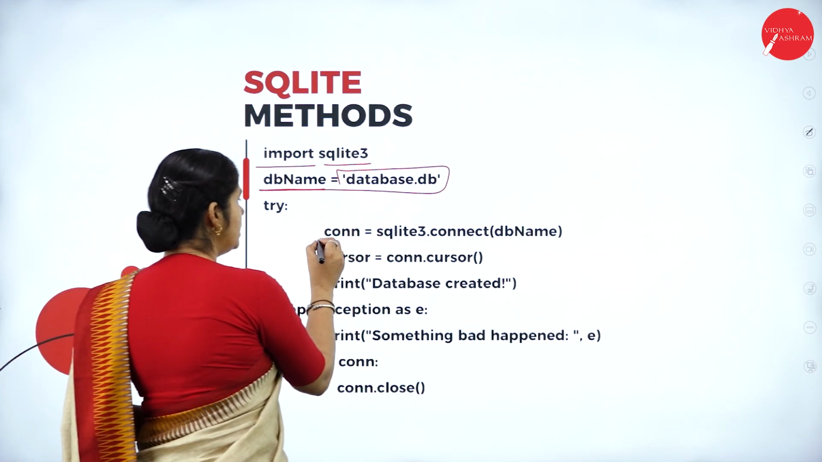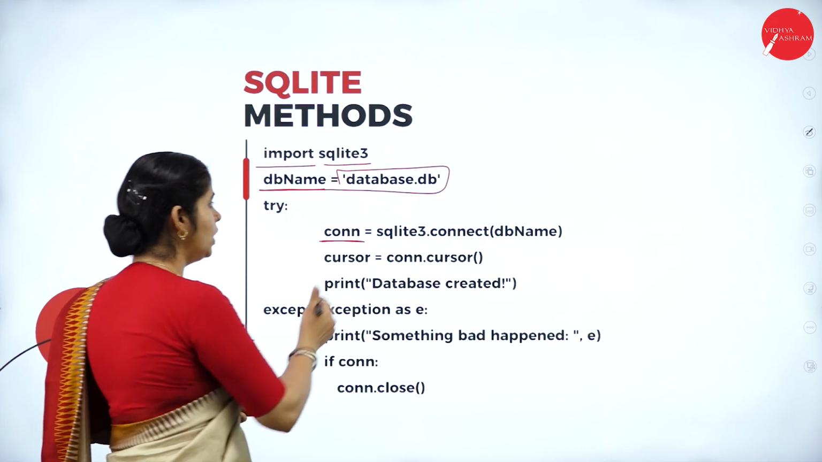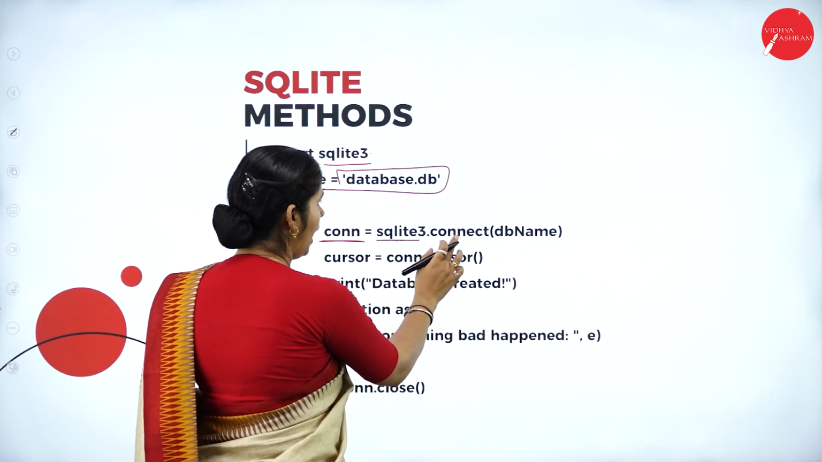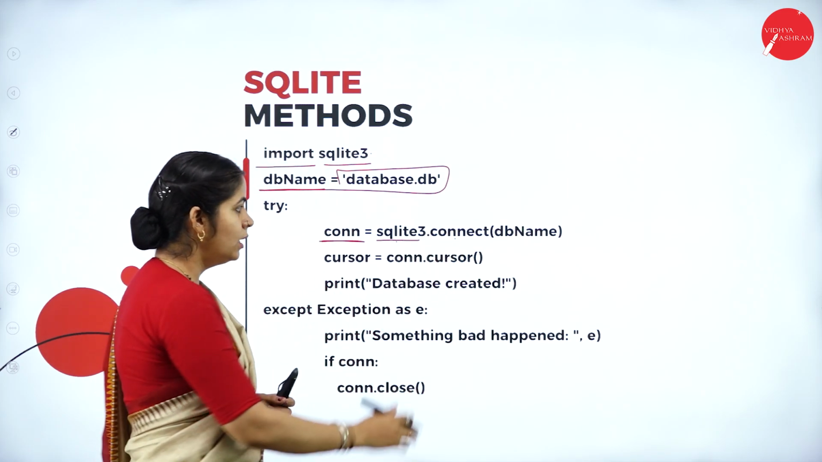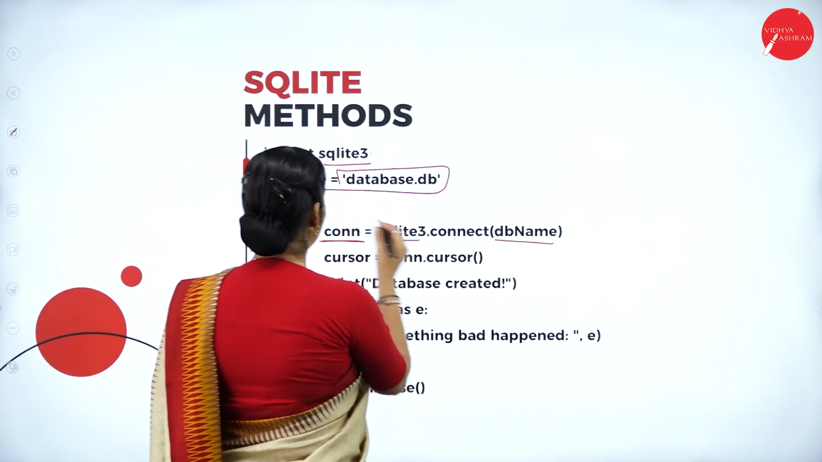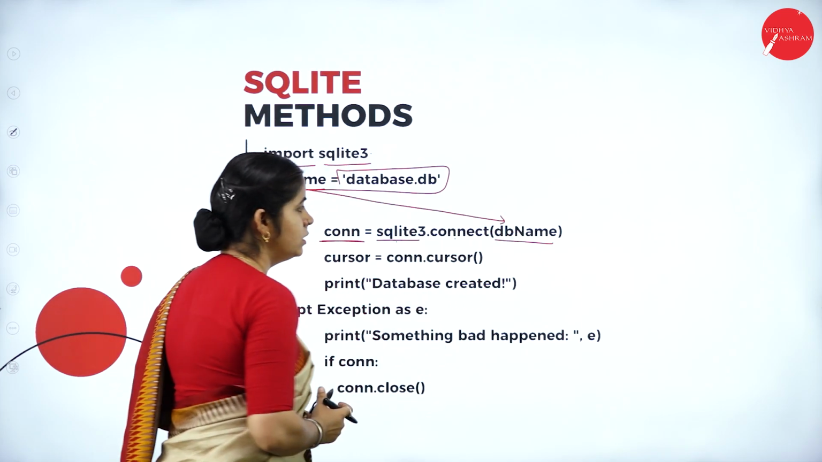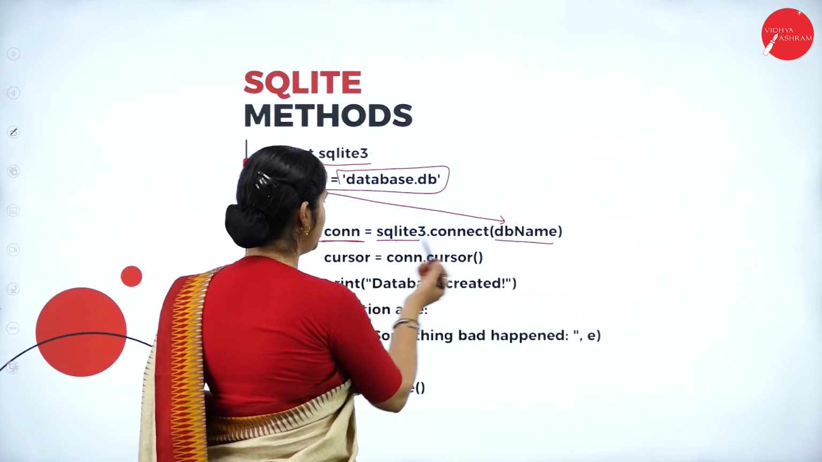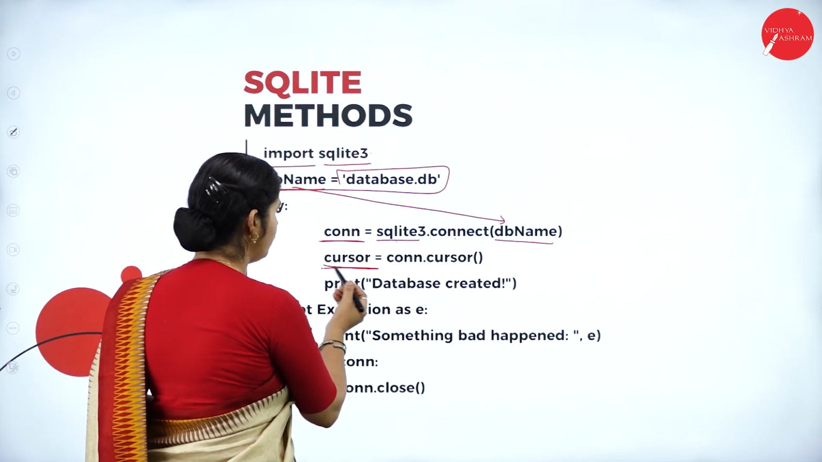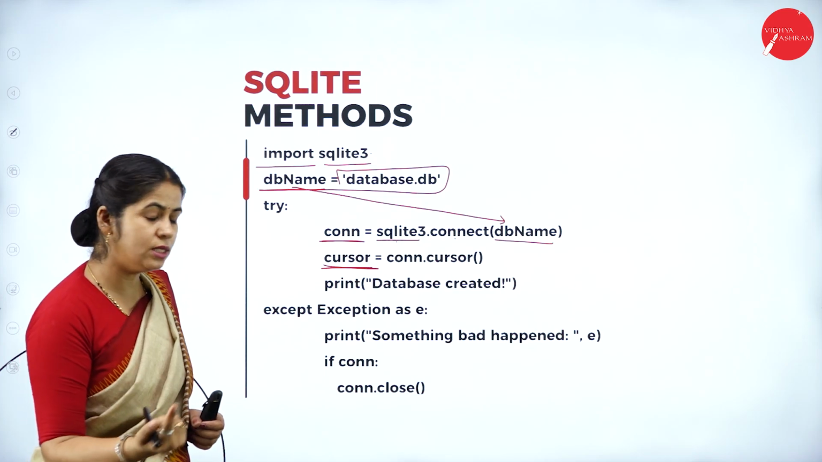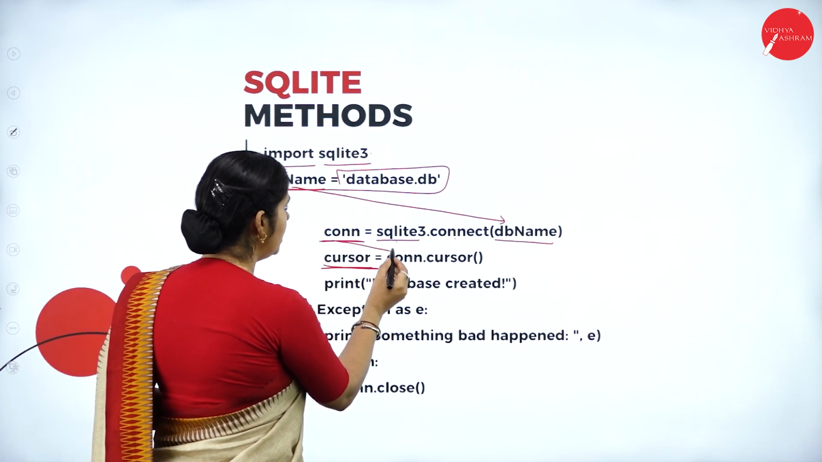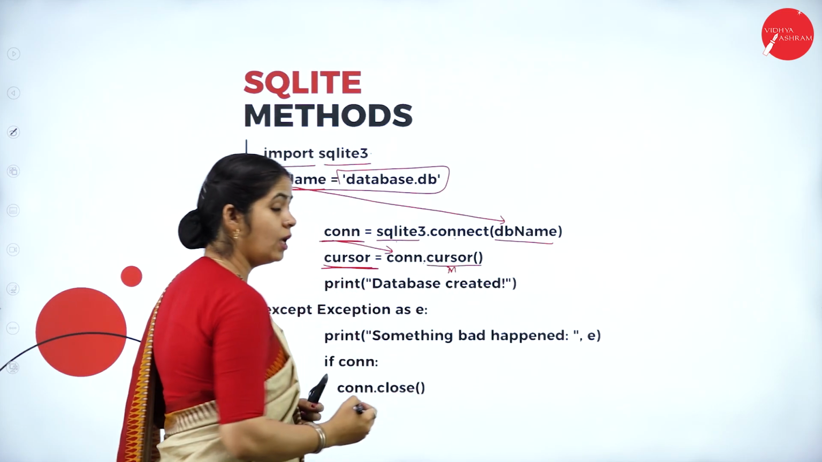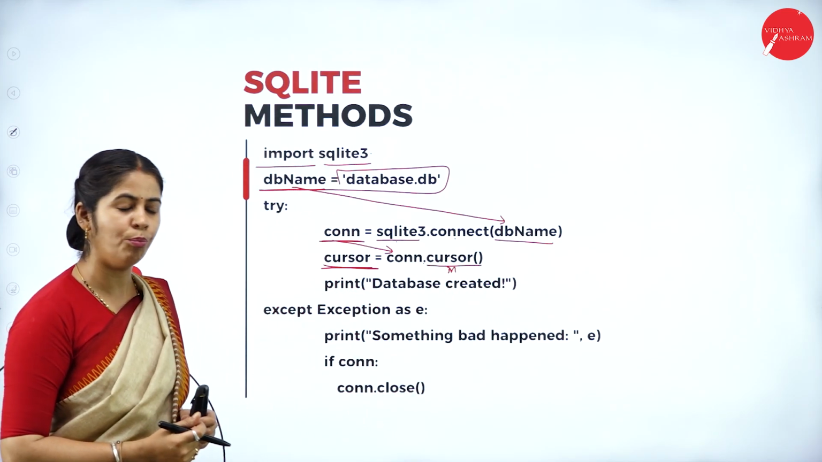So how to do it? The variable connection is equal to the module sqlite3 and one method, connect, and here we give the database name. After the connection is established, we have to create the cursor. For creating the cursor, we call the method cursor on the connection variable, which is an inbuilt method in Python.